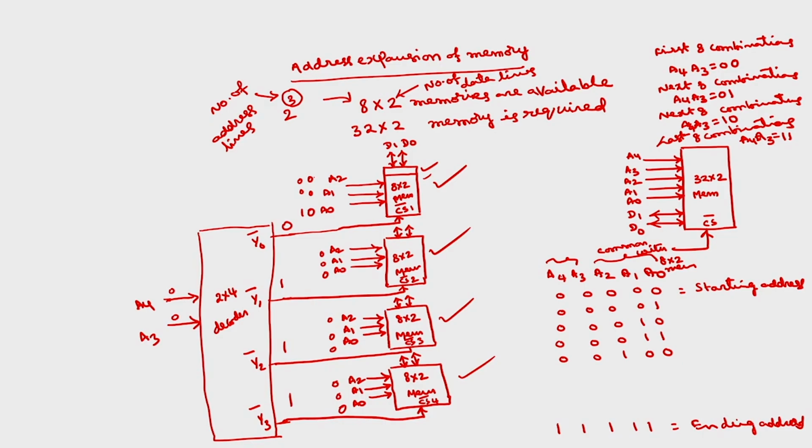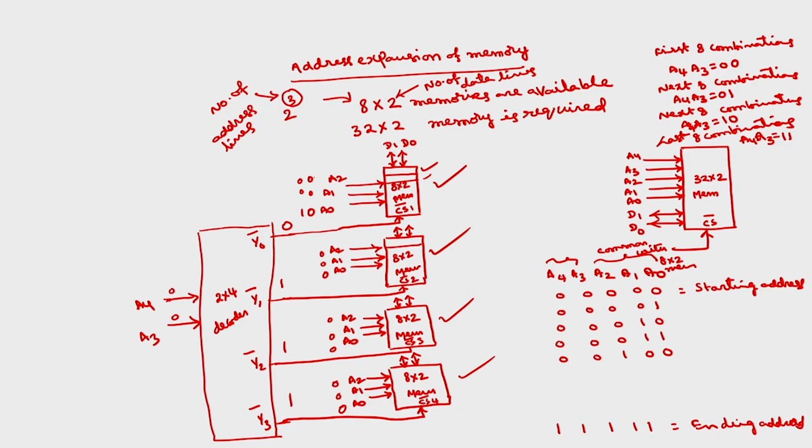Only the 0th location of the first 8 by 2 memory will be selected, because for that the chip select signal is 0. For the remaining, chip select bar is 1, which means the chip is not selected at all. Similarly, for A2 A1 A0 as 001, only the first location of this one will be selected. Then the second location, third location. After these first 8 locations, the 9th location will be selected here.